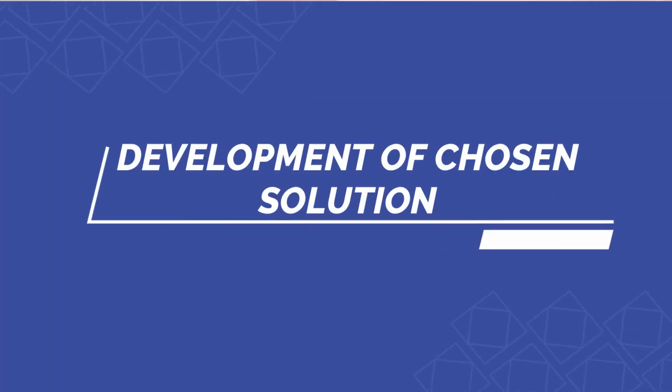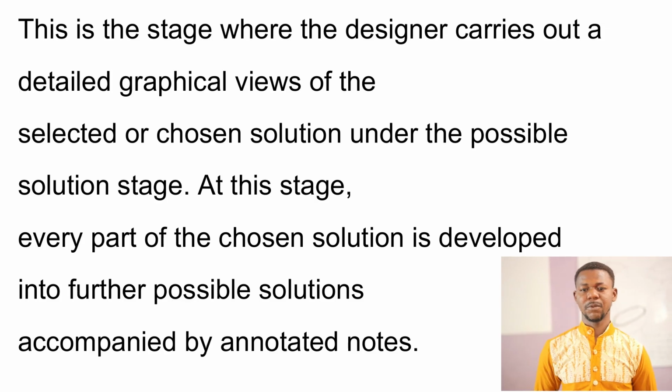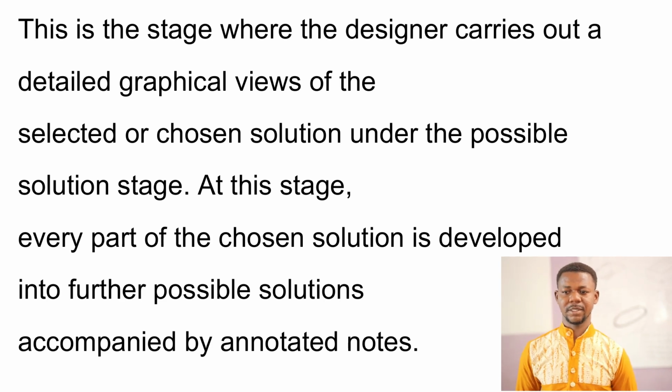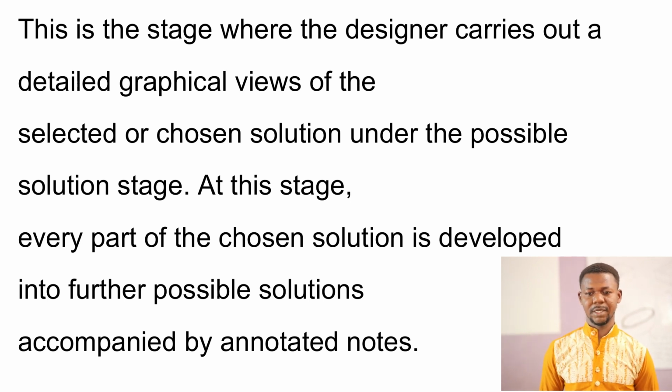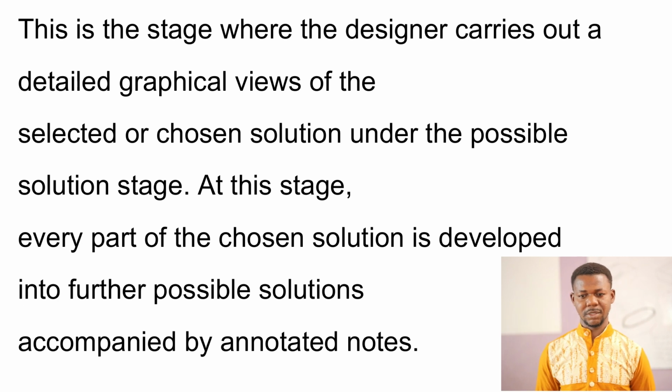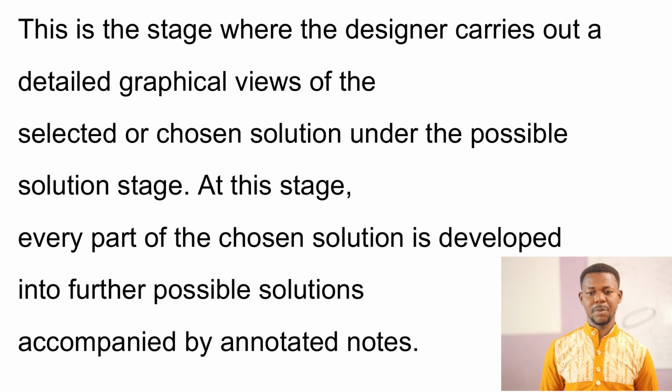All right, so after the possible solution, we now move to the next stage, which is the development of the chosen solution. This is the stage where the designer carries out detailed graphical views of the selected or chosen solution under the possible solution stage. At this stage, every part of the chosen solution is developed into further possible solutions accompanied by annotated notes. So basically what we are saying here is that when you get to the development of the chosen solution, you have to then try to develop the unit that you have selected.